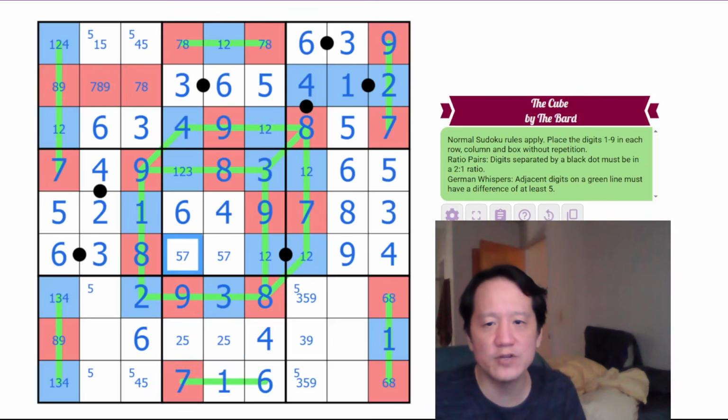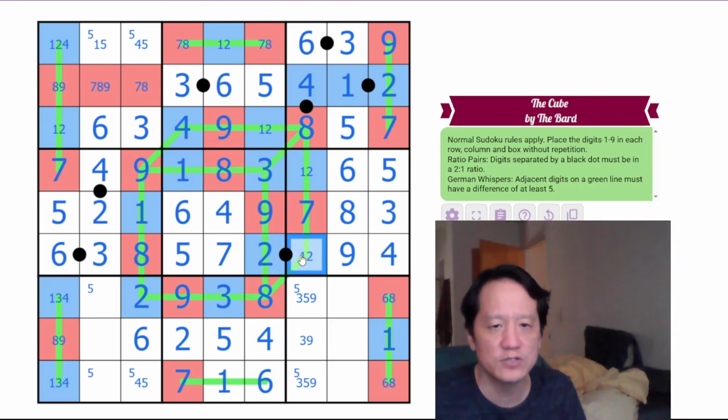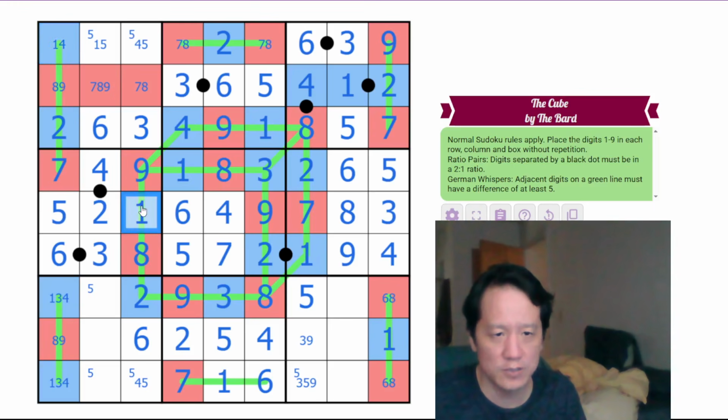7 eliminates 7 here, so this is 5 and 7. 5 eliminates 5 here, so it's 2 and 5. 2 eliminates 2 here, and this can't be 3, so this is 1, which makes this 2, which makes that 1, which makes that 2. 3 and 9 eliminate 3 and 9 here, so it's 5. 1 eliminates 1 here, so it's 2, which makes this 1, which makes this 2. So there's no 2 here.